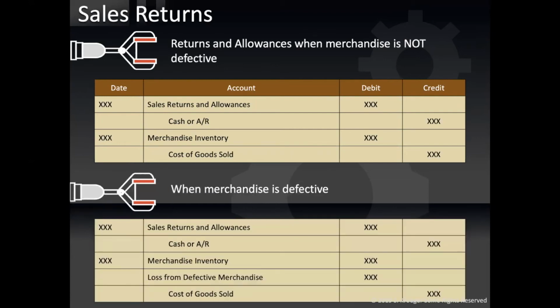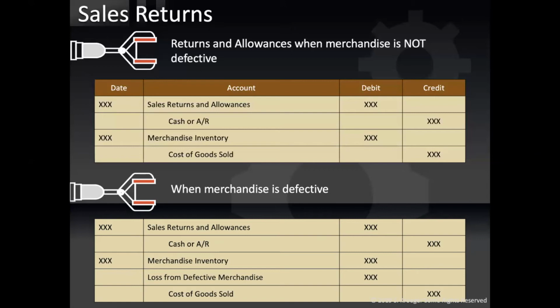Now, if some of the goods are defective, meaning we can't put them back into our inventory, then we expense it through the loss from defective merchandise account. Just think about what happens when you get the wrong order from a restaurant. When you send the food back, they don't serve it again, or at least I hope not. It gets thrown away. This would be a loss. Now, restaurants don't normally use the perpetual inventory system, but this example proves my point about defective goods.